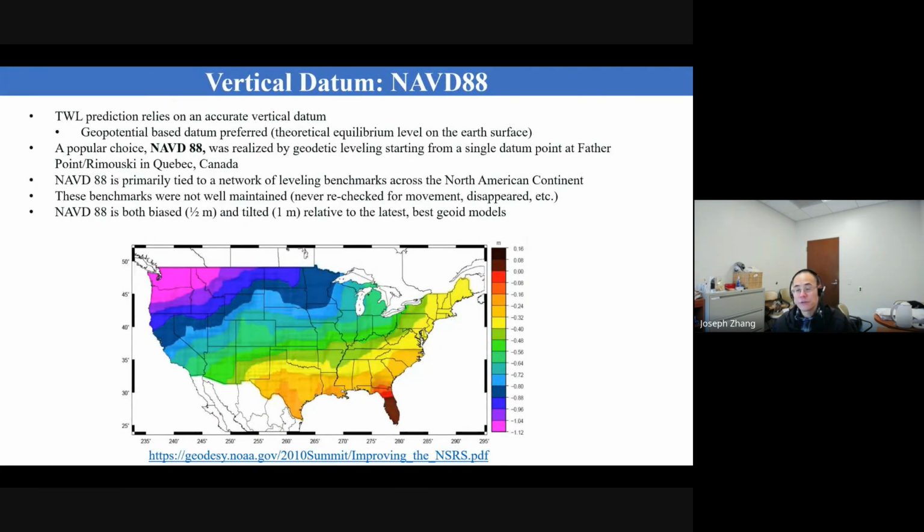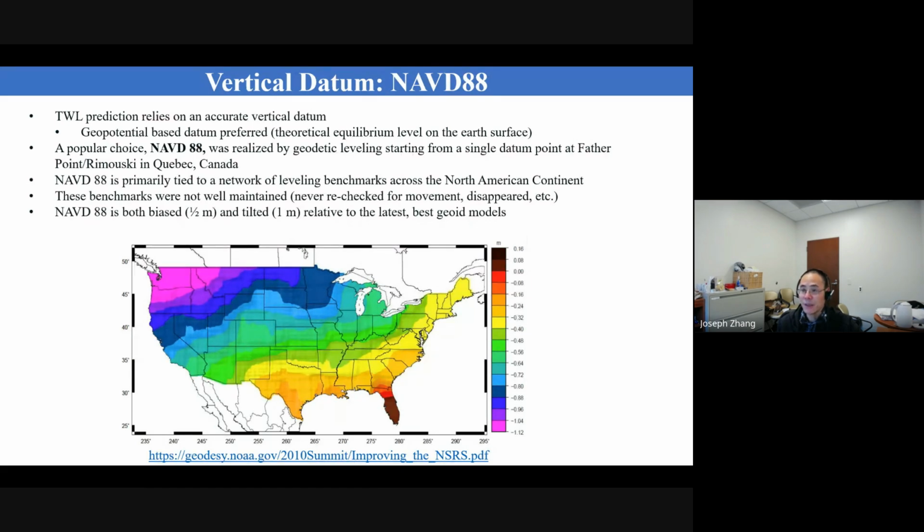So, in terms of total water level prediction, one very important consideration is to have a very accurate vertical datum, right? The water level is always referred to a specific datum. One popular choice is NAVD 88, and we know by now it's not the ideal choice because it was based on the leveling at a single point in Quebec, Canada, and tied to a network of leveling benchmarks, and those benchmarks are not well maintained. As a result, you can have biases across the continent of a meter or even more.